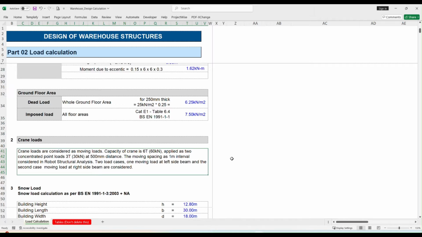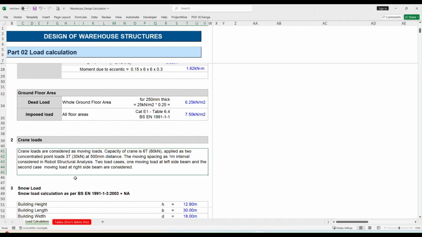So that 50% of load we are going to consider on one side, that is 30 kilonewton at every 500 mm distance. This 30 kilonewton, that is 3 ton, is going to be applied at a moving spacing of 1 meter interval, considering in Robot analysis. So this crane load we are going to apply in Robot Structural Analysis tools directly.